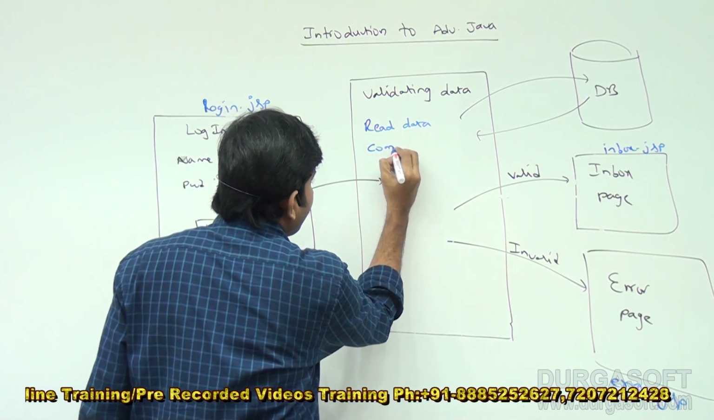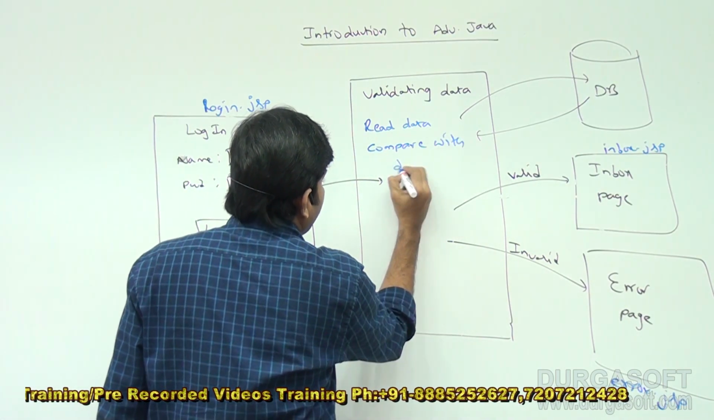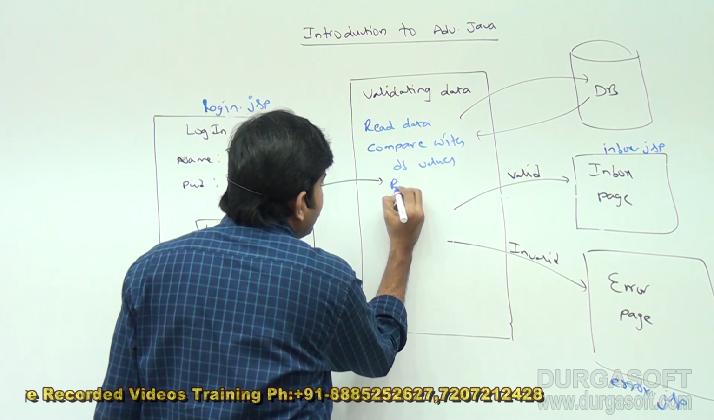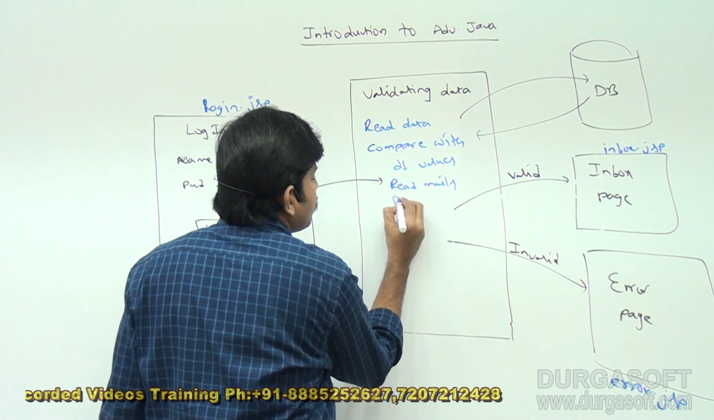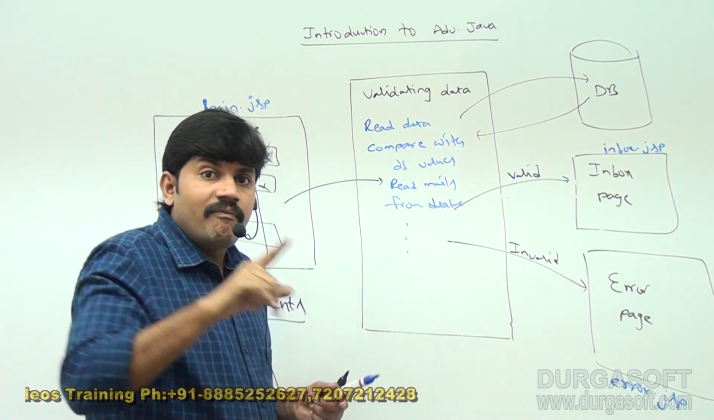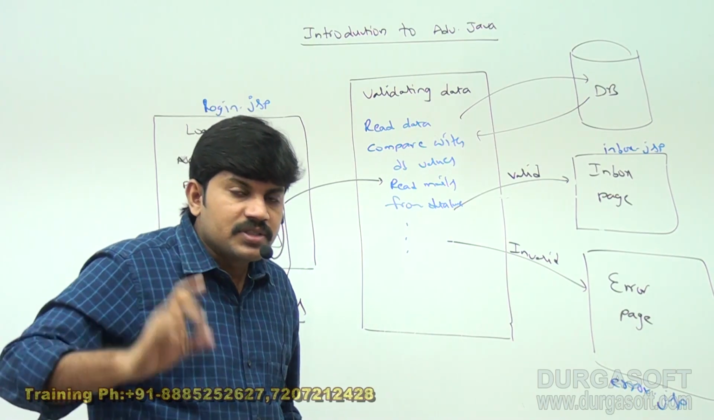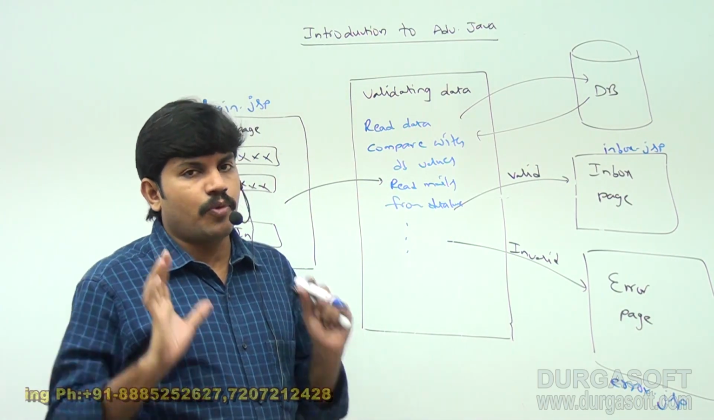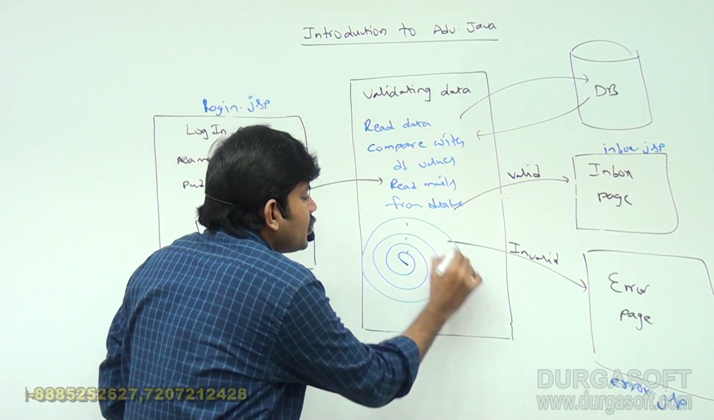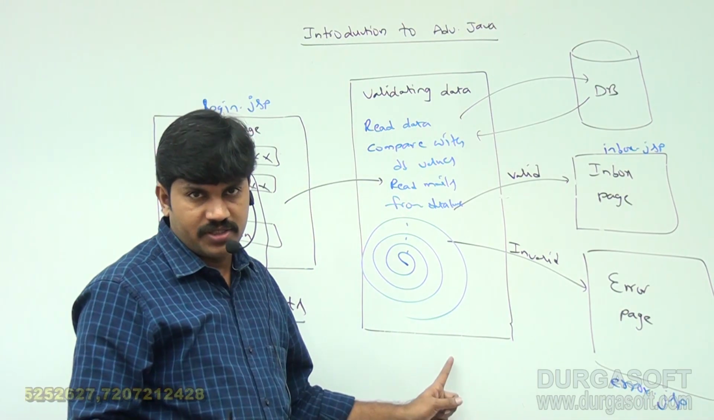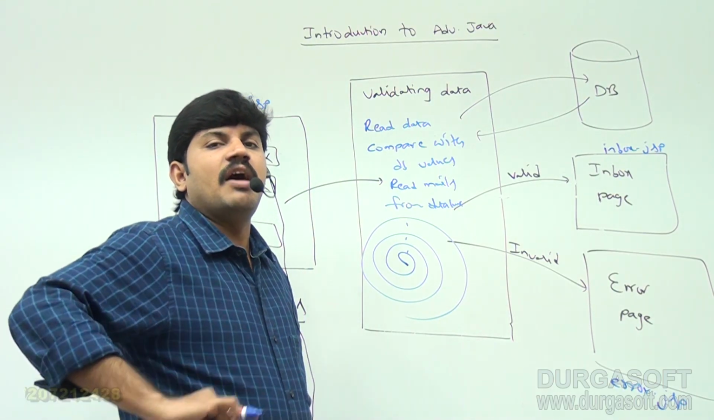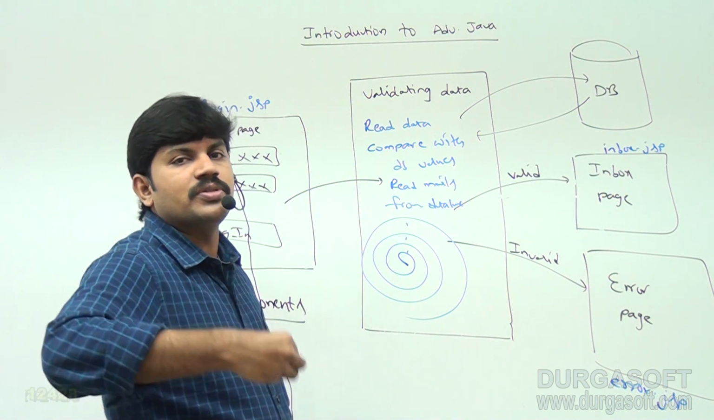Next, compare with the database values. If it validates, read the mails from the database. Someone internally is working, someone internally is doing all my processing. Okay, sir, what is this component doing? It is processing our request. The component which is working internally to process our request, to perform processing logic.